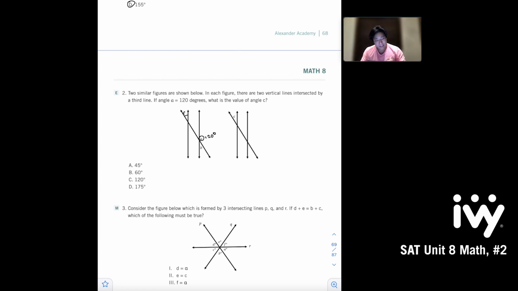Given this, angle A and B are supplementary, which means angle B is equal to 180 minus 120, or 60 degrees. And then B and C are alternate exterior angles, which means they are also congruent, which means C is also going to be 60 degrees.